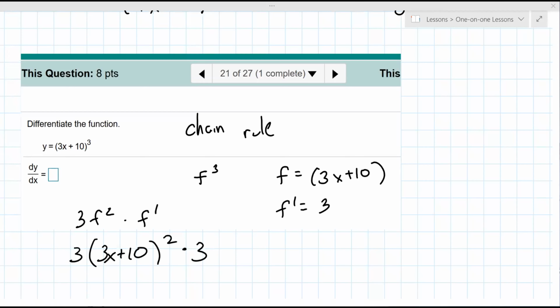So this 3 times 3x plus 10 squared times 3 can be a suitable answer. I mean, if you want, you can write 9 times parentheses 3x plus 10 squared. You'll probably feel more comfortable doing that, but the one on the left is correct too. It's up to you. They both work. And that's final form. Yep, that's it.